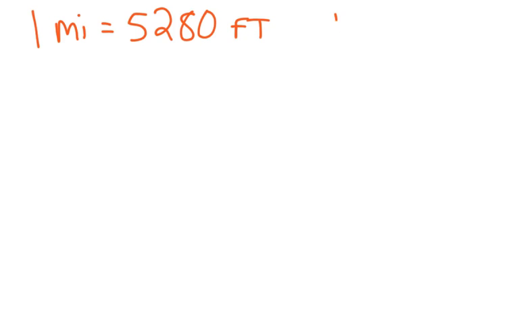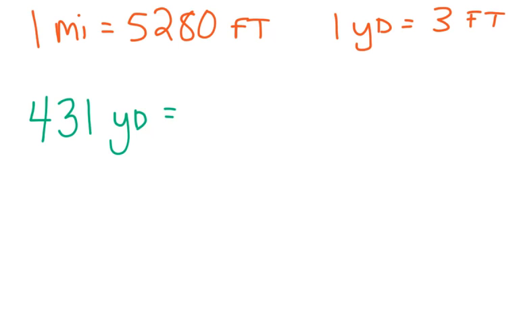Let's go back to length again. We know that 1 mile is 5,280 feet, and we also know that there are 3 feet in a yard. So I'm giving you 2 different conversion factors. Let's say the question I'm going to give you is: you have 431 yards. I want to know how many miles that is.